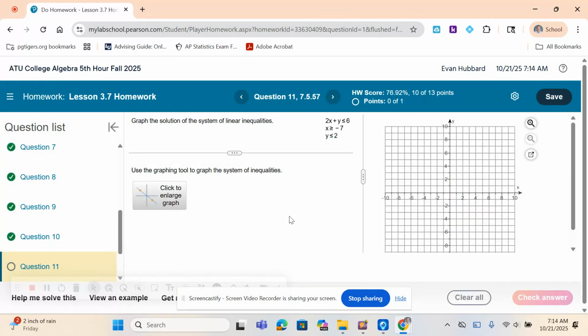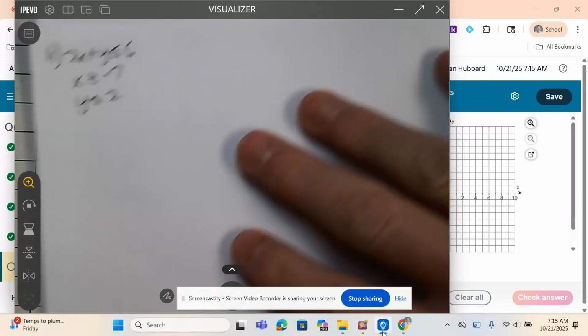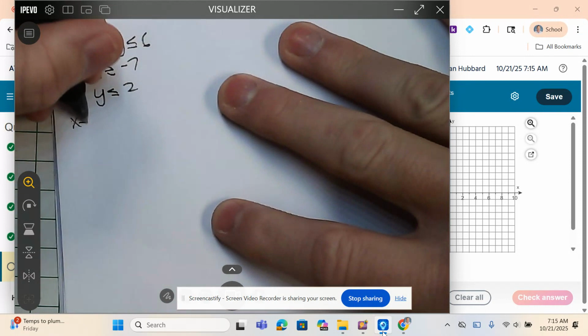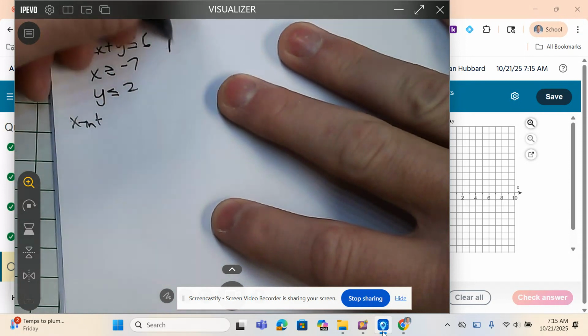Now 11. Now we've got multiple constraints here. 2x plus y is less than or equal to 6. x is greater than or equal to -7. y is less than or equal to 2. The x and the y part's kind of simple. This is all setting up for tomorrow's or the next lesson, so there's a good application of this. These are all solid.